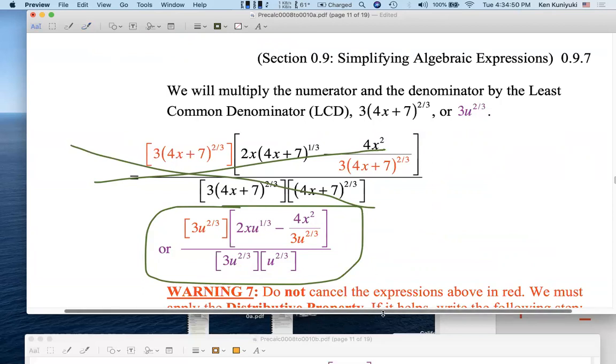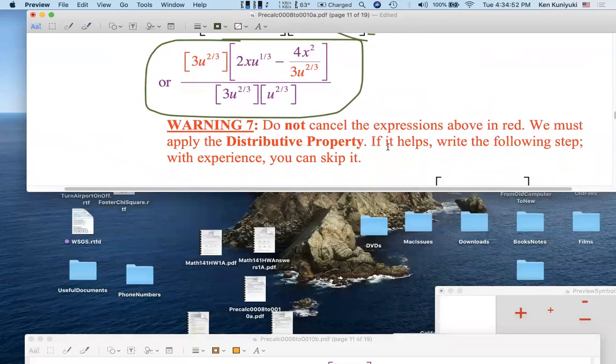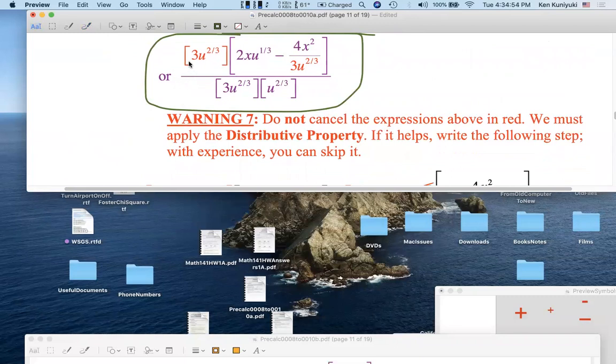So now, okay, let's go ahead and distribute in the top. Do not just go boom, oh, whoops. Don't just go boom, boom, and I get ones. Don't just do that, because then you're going to forget that the 3u to the 2/3 here affects this as well, the left term inside the brackets.